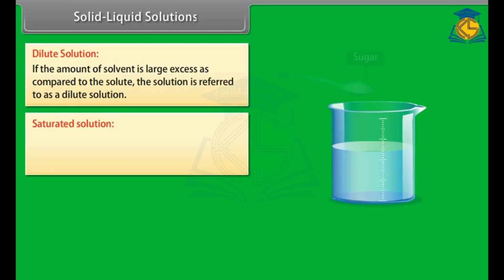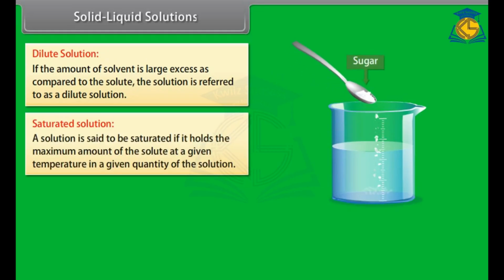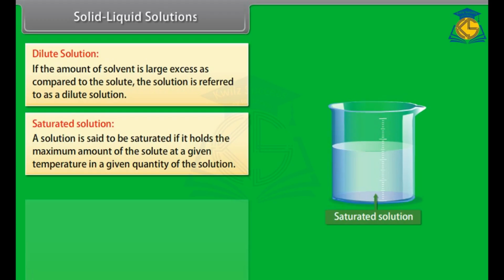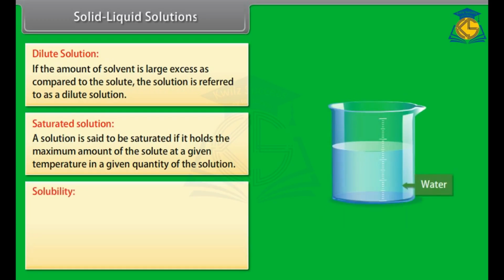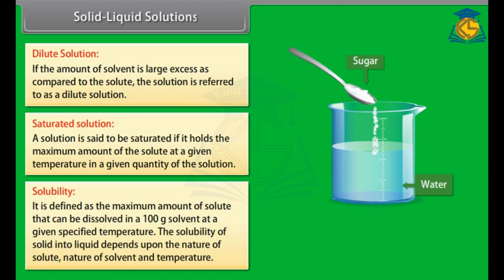Saturated solution. A solution is said to be saturated if it holds the maximum amount of the solute at a given temperature in a given quantity of the solution. Solubility. It is defined as the maximum amount of solute that can be dissolved in 100 gram solvent at a given specified temperature. The solubility of solid into liquid depends upon the nature of solute, nature of solvent, and temperature.